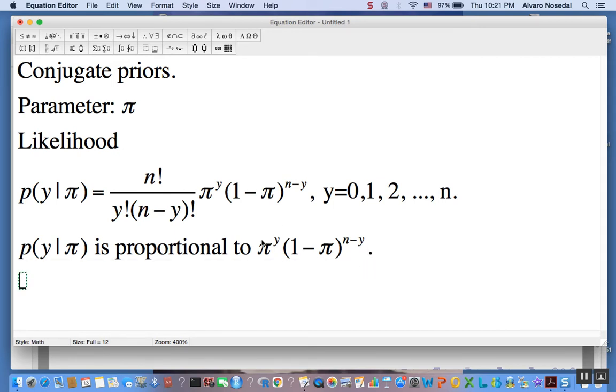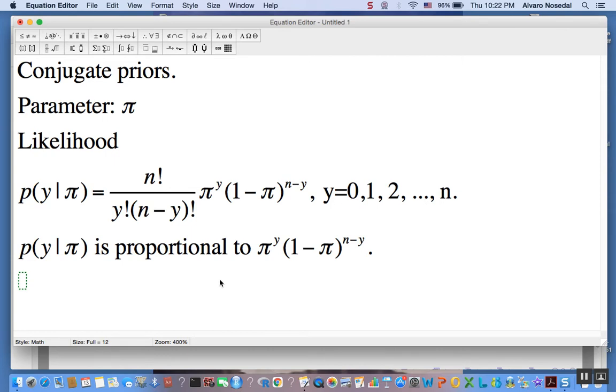So, take a close look at this. You have seen that kind of functional form before. Statisticians would call it a kernel, that functional form up to a constant. And well, that looks like the kernel of a beta random variable.